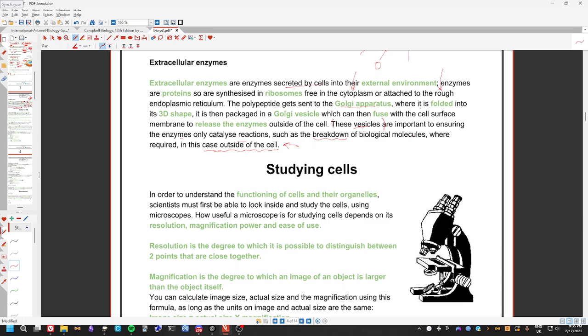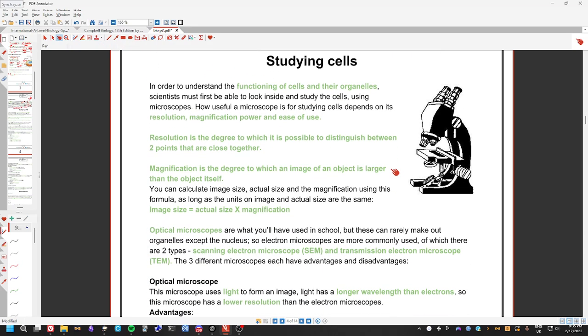So, studying cells, talking about the basics of how we view cells, how we view the membrane-bound organelles. How do we see these things? How do we know how these things function and how they look? To understand the function, we need to be able to look inside and study the cells. It makes sense. If you want to understand how a car works, you want to look at the engine, what's inside the engine, what fuel you're using, etc.